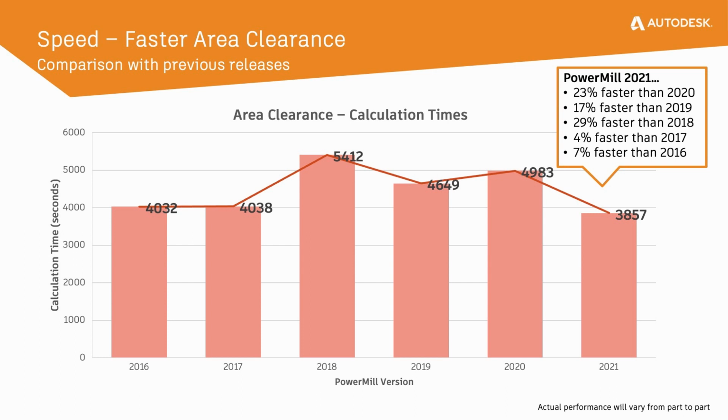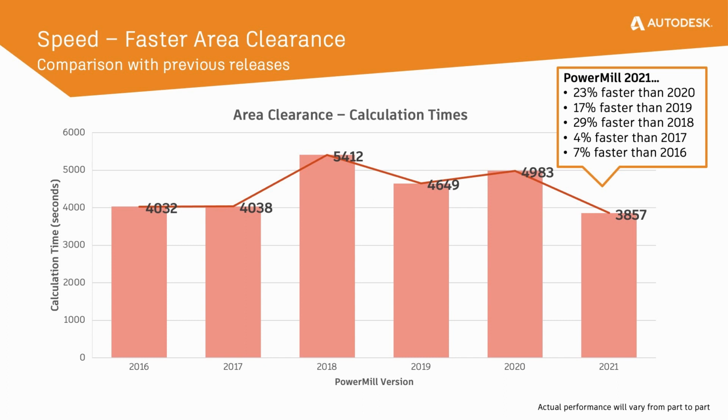There is still a minority of our customers out there, so you guys, who feel that PowerMill 2016 is the benchmark, the fastest, best release of PowerMill in recent years. Now, I'm here to dispel that theory because actually PowerMill 2021, generally speaking, is faster than all of those releases that we've just talked about.